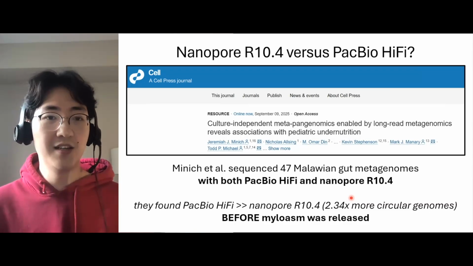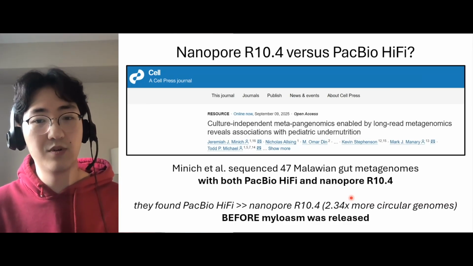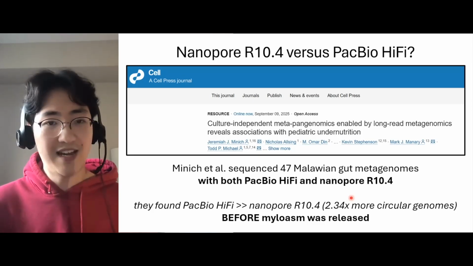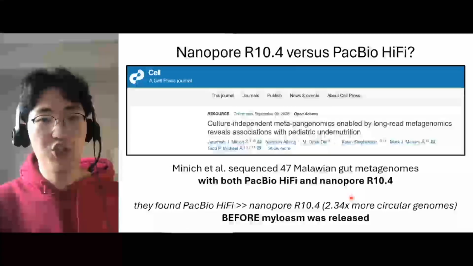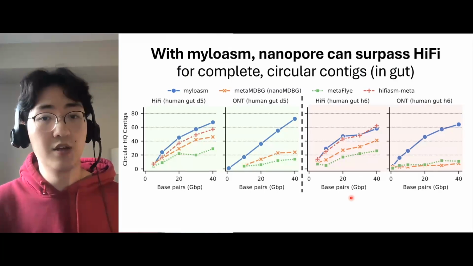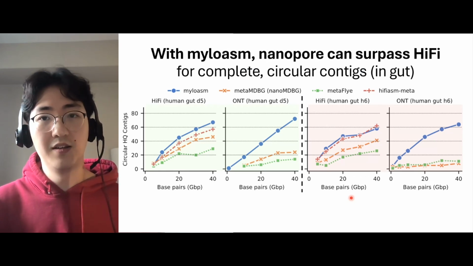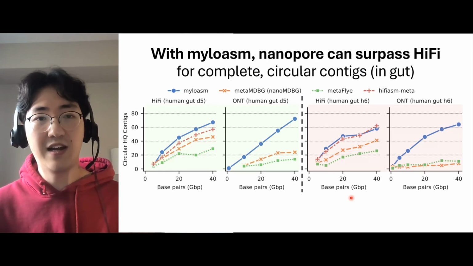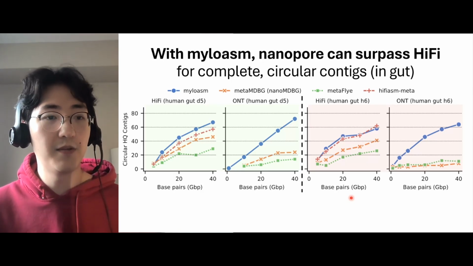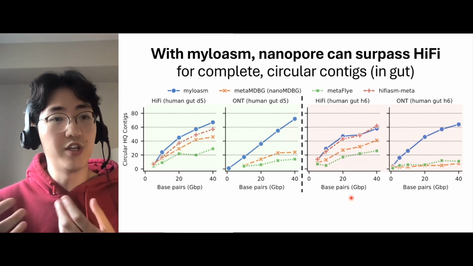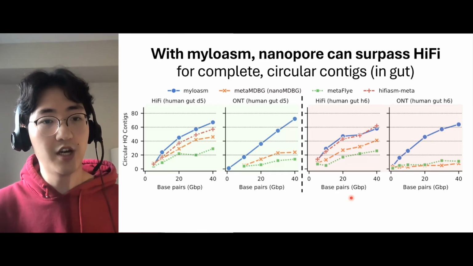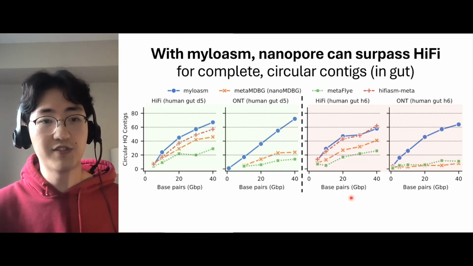But this study came out before Myloasm was published. So we want to ask, with Myloasm, does this picture change? And in fact, it does change. We found that with Myloasm, on their exact same data, Nanopore can actually surpass HiFi for circular complete contigs or genomes in the gut. So on the y-axis, I'm showing you the number of circular high-quality contigs or genomes recovered as a function of sequencing depth.